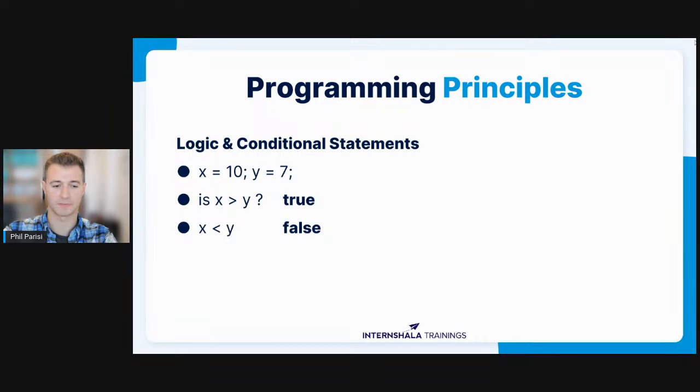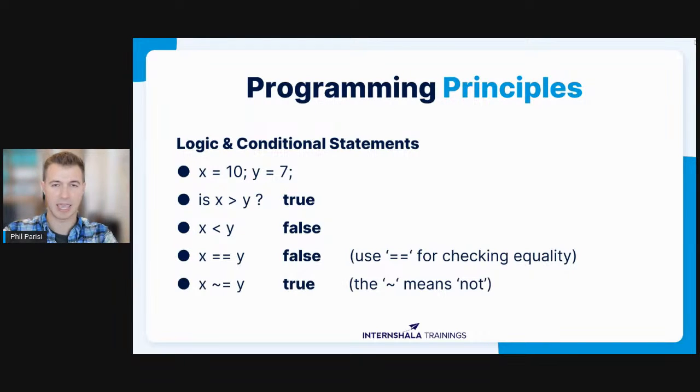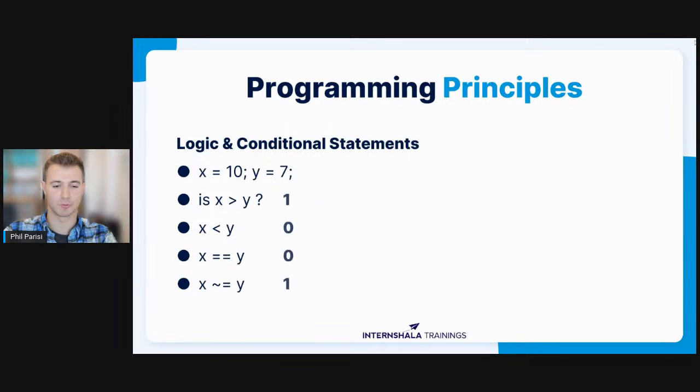A few others here. Is X less than Y? Basically, is 10 less than 7? No, that's false. Is X equal to Y? We use the double equal sign for checking equality between two variables. That's false because 10 is not equal to 7. And does X not equal Y? That's true. A little squiggle called a tilde means not. So we're checking if X is not equal to Y, which is true. Again, Matlab prefers zeros and ones, so all the trues and falses can be replaced with zeros and ones.